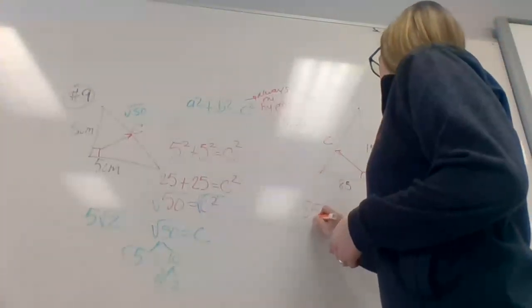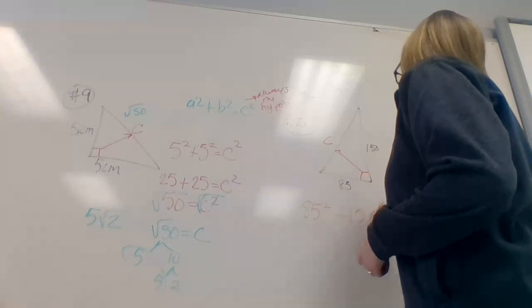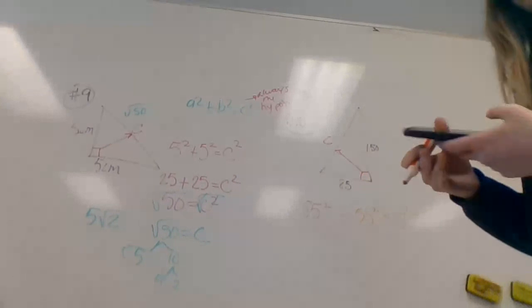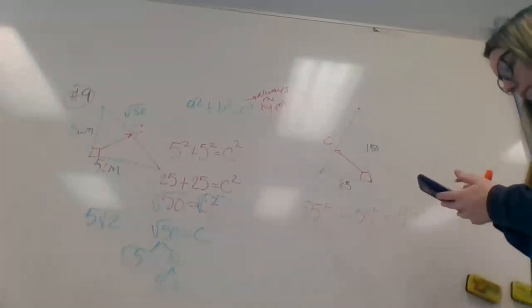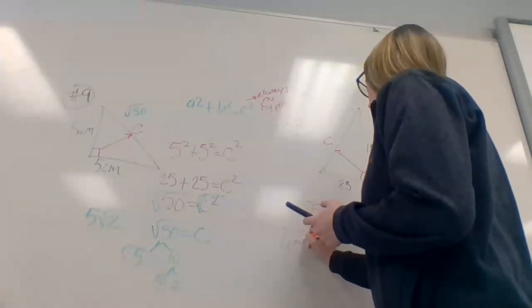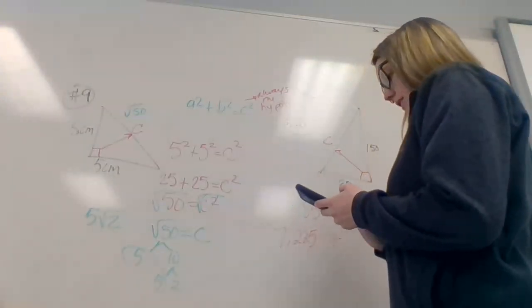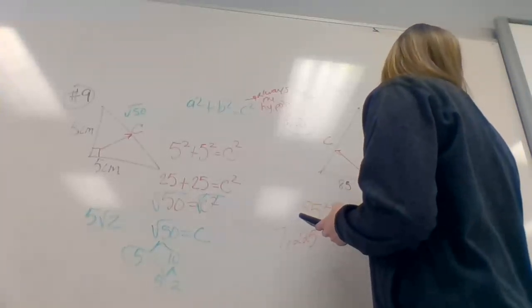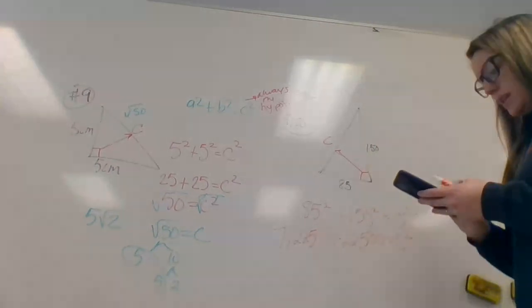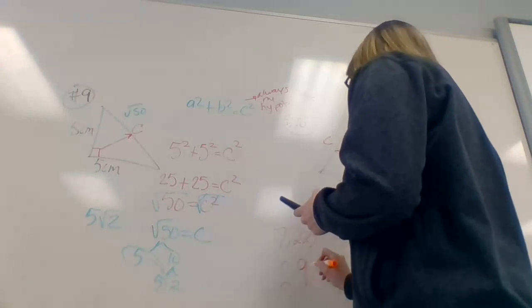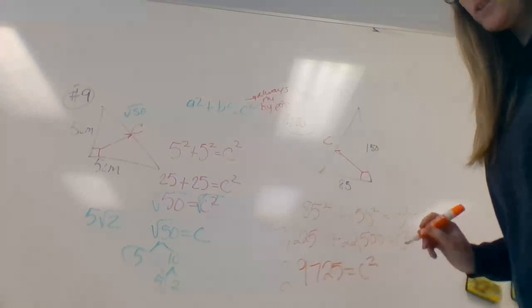So 85 squared plus 150 squared equals C squared. And this I can't quite do in my head, so I'm going to grab my calculator. So 85 times 85 gives me 7,225, plus 150 times 150 gives me 22,500. Add these two together to get 29,725 equals C squared. But remember, we're not looking for C squared.